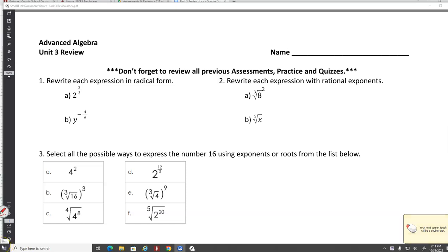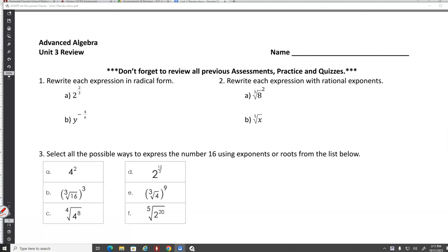All right, this is a review for the Unit 3 test, okay? So don't forget to review all the previous assessments, practice and quizzes, meaning all the statistics stuff and the previous quadratics as well. That would be spiral on this test, and the test is this Thursday, okay?